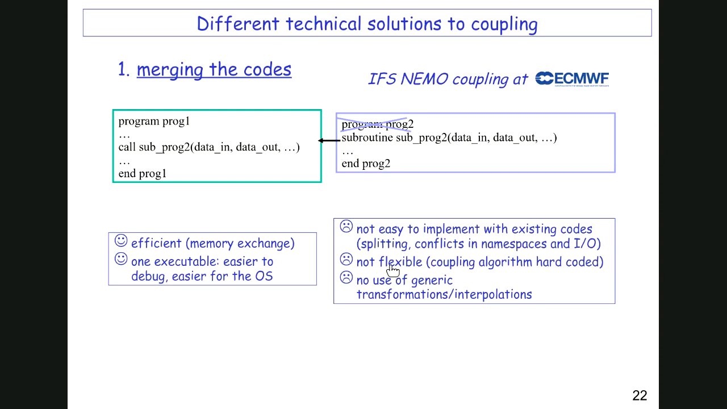As for the sequential coupling, this is typically sequential coupling, right? This is not really flexible. The coupling algorithm is hard-coded in your code. You put some data in, you get some data out, and you hard-code this. And of course, as you are not using any generic tool or generic coupling software, you have no generic transformation or interpolation at hand. But still, it is used, and it could be quite performant.